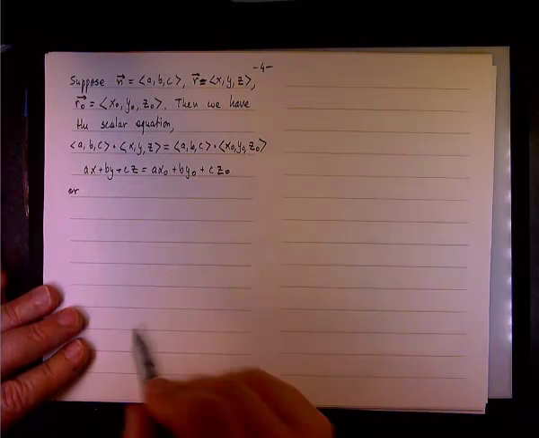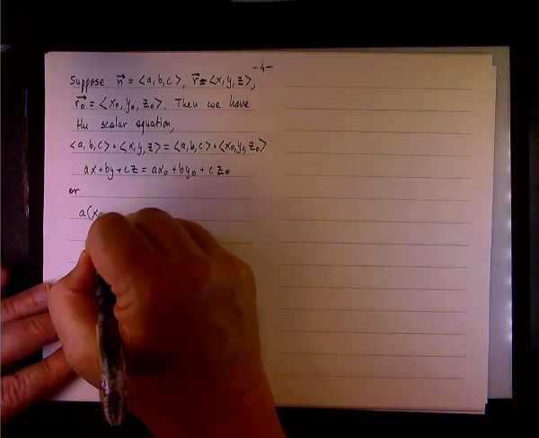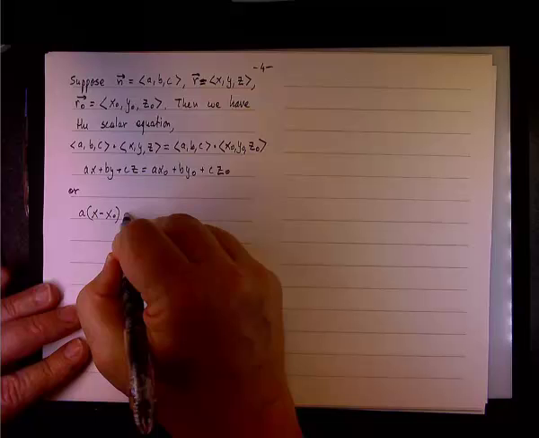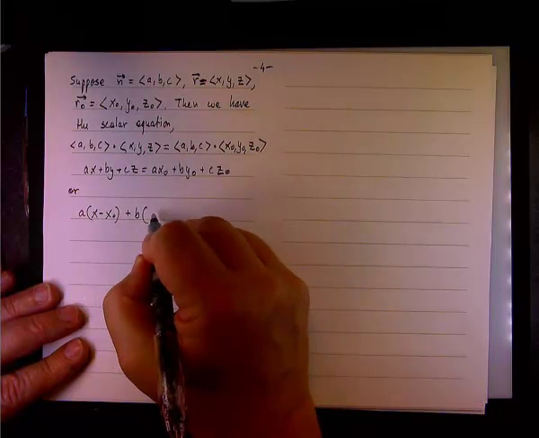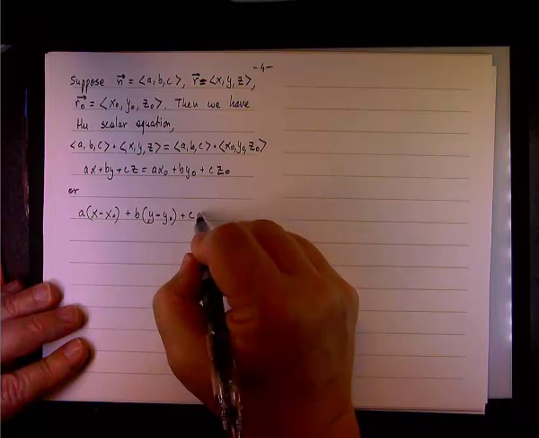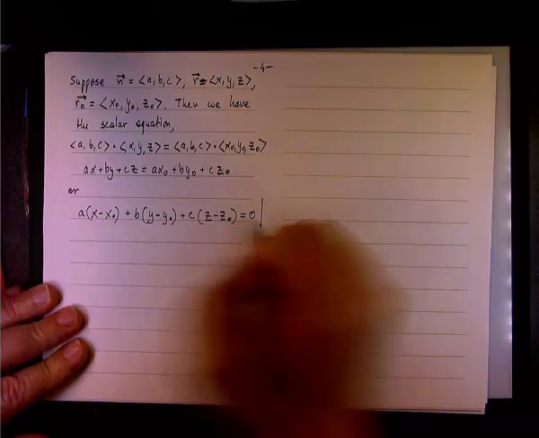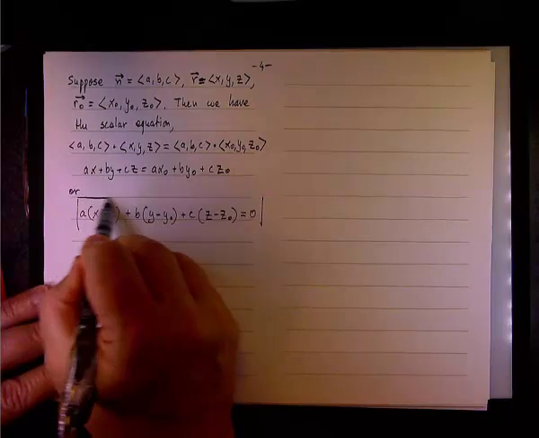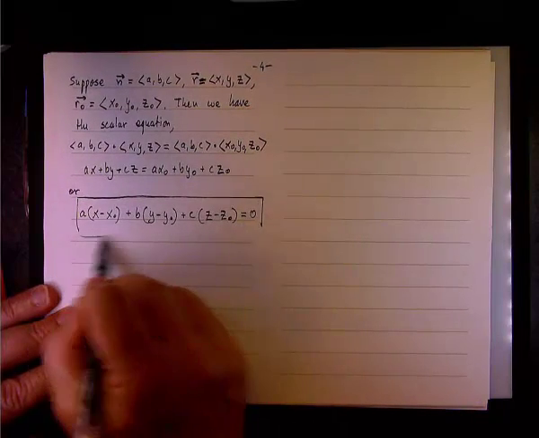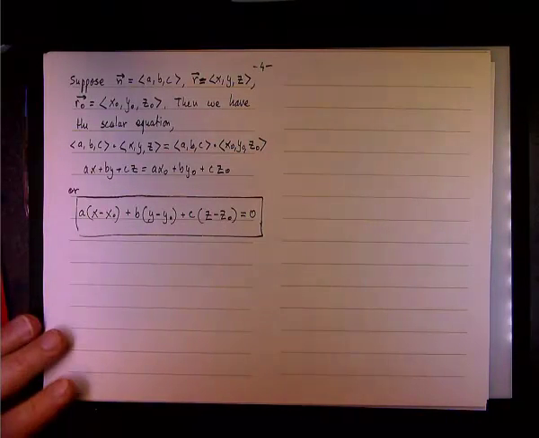Some people call it x naught, y naught, z naught. Or we can set it up as the following. We can combine like terms. So we'll have the direction number A multiplied by x minus x sub 0, plus the direction number B times y minus y sub 0, and C times z minus z sub 0. All of it equals 0. This, folks, is the scalar equation of the plane. Okay, that's it.